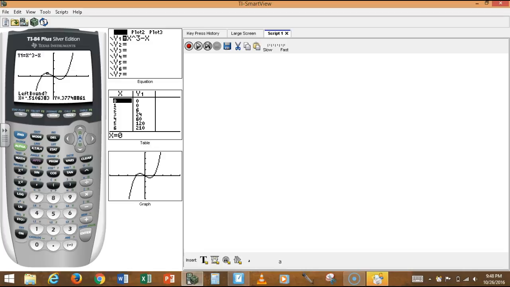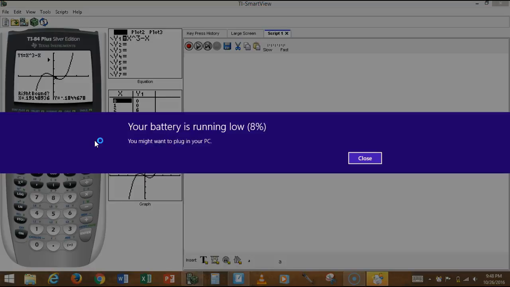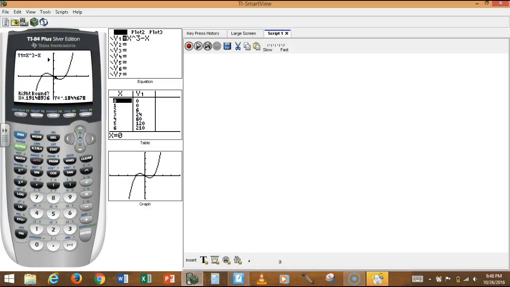Now, this portion of the graph is decreasing. When I'm moving from left to right, my y values are decreasing. So my left bound is going to be above the x-axis. If I push enter, now I find my right bound, which will be below the x-axis. Push enter. Take my guess. I get an x value of 0, which is what we predicted.